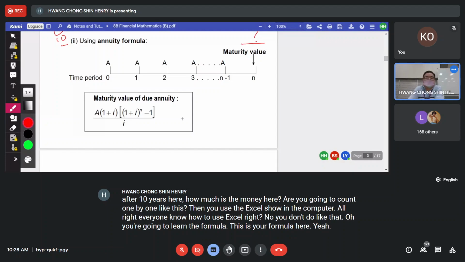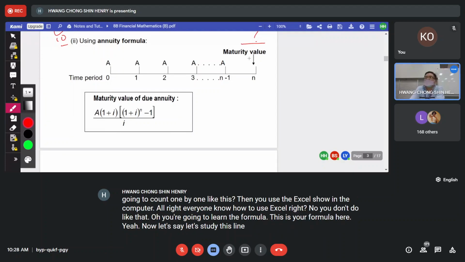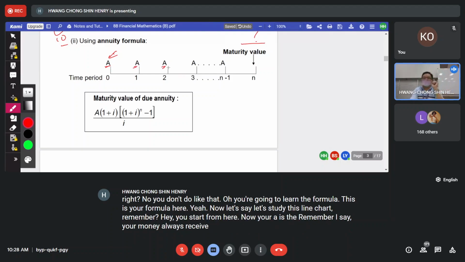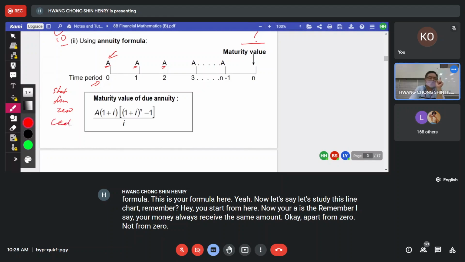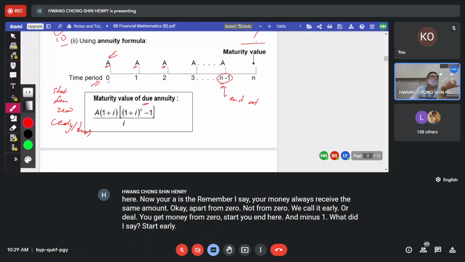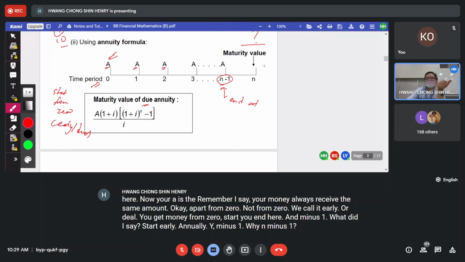Now, let's study this line chart, remember? You start from here. Now, your A is, remember I say, your money always receive the same amount. Start from 0. We call it early or due. You get money from 0, start, you end here. N minus 1. What did I say? Start early, end early. Why minus 1? Why n minus 1? Remember I say what?